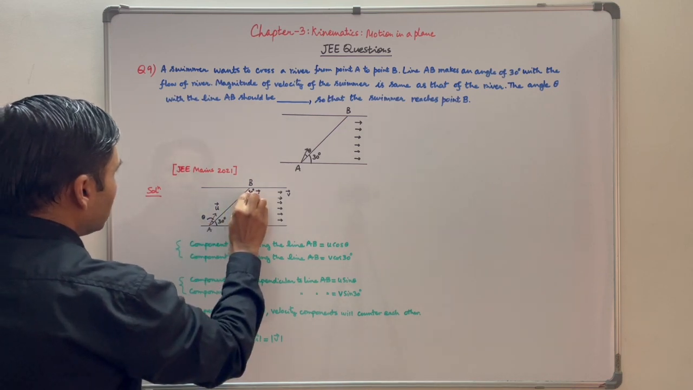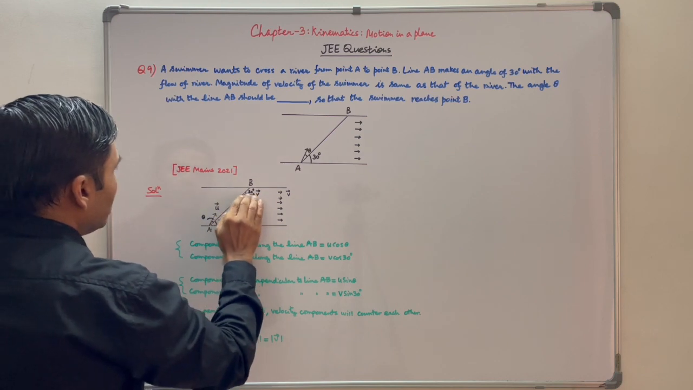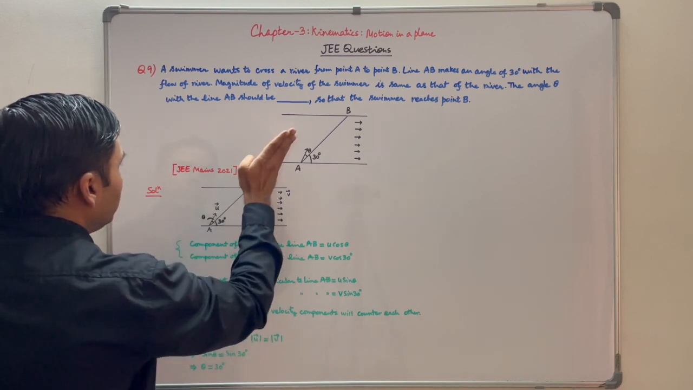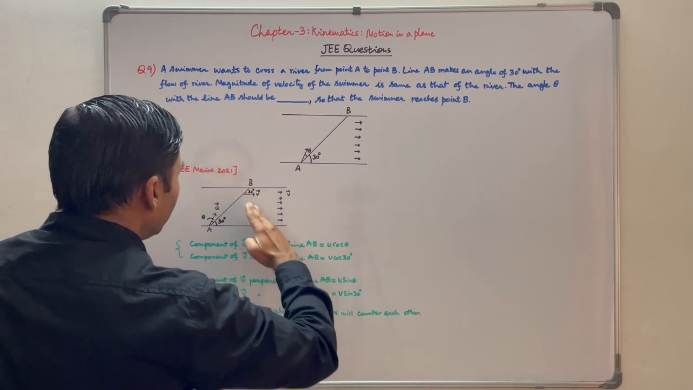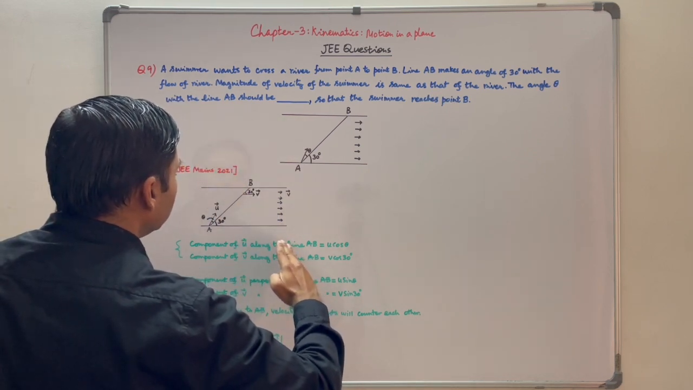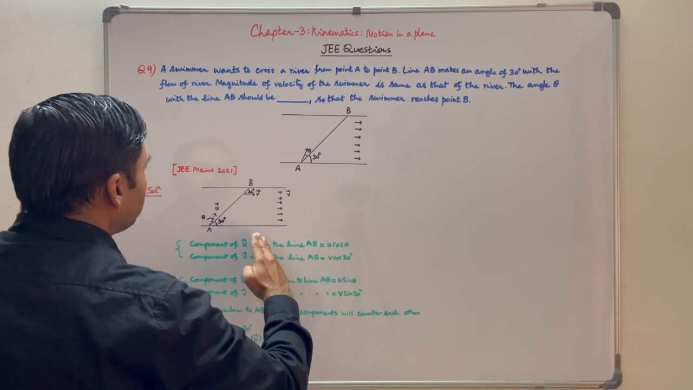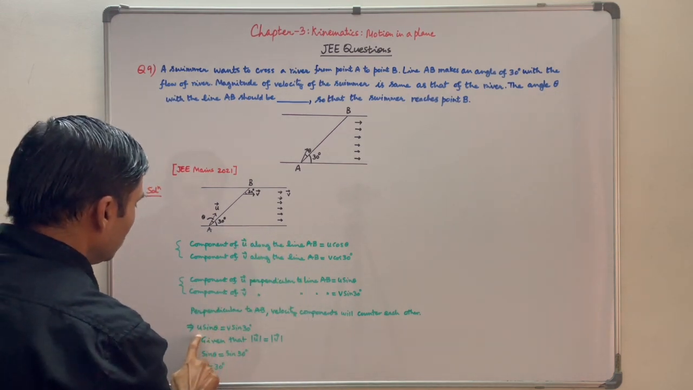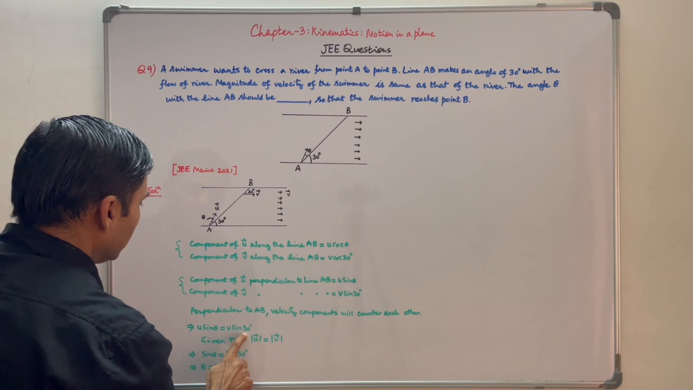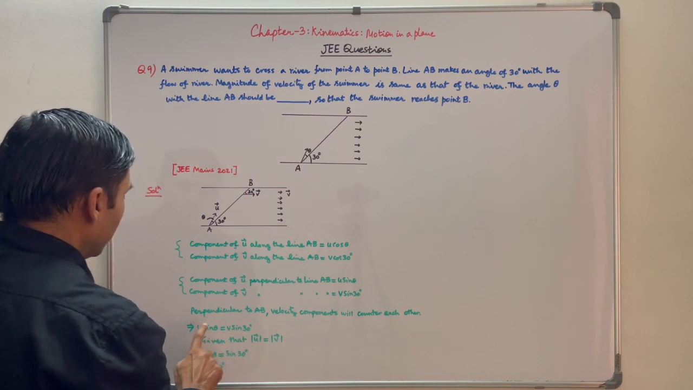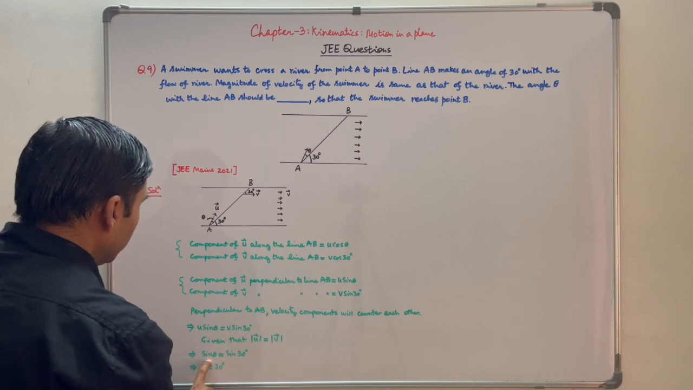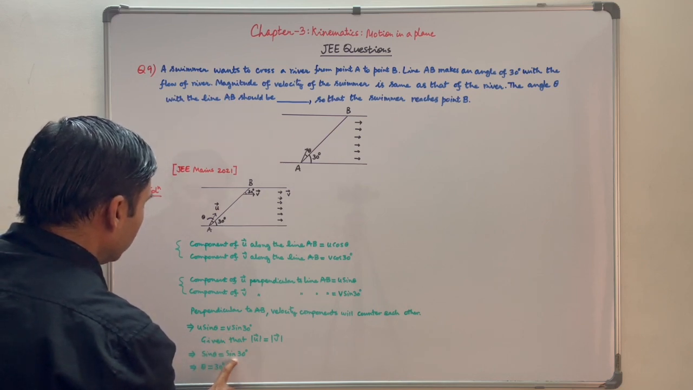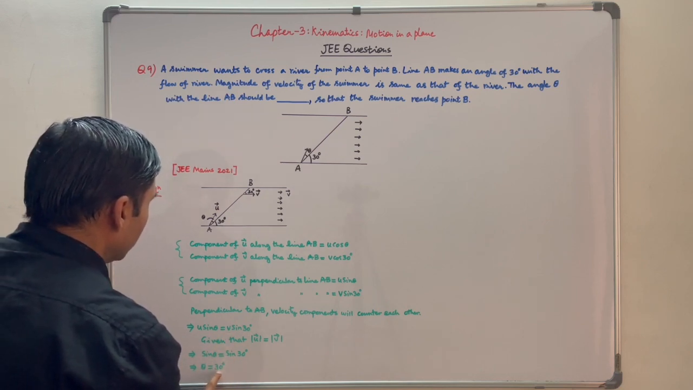So this angle is equal to this angle, that is 30 degrees. So component of V along the line AB will be V cos 30 degrees and perpendicular to AB will be V sin 30 degrees. So we will equate perpendicular components. So U sin theta is equal to V sin 30 degrees. It is given that magnitude of U is equal to magnitude of V. So sin theta is equal to sin 30 degrees or theta is equal to 30 degrees.